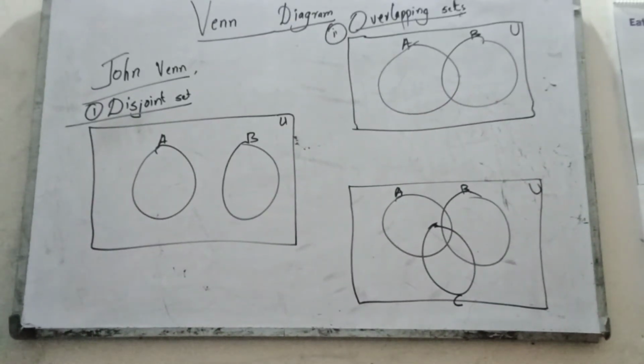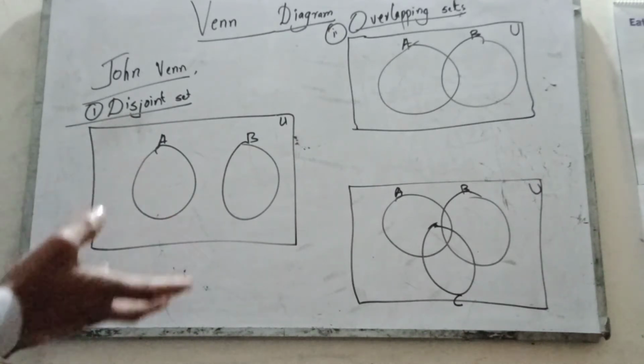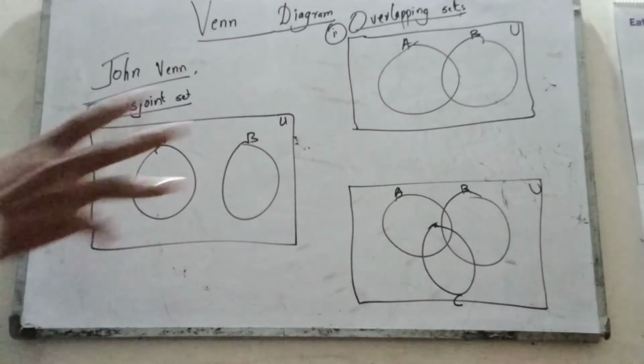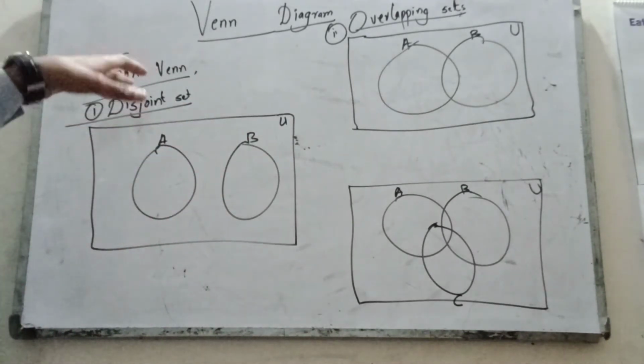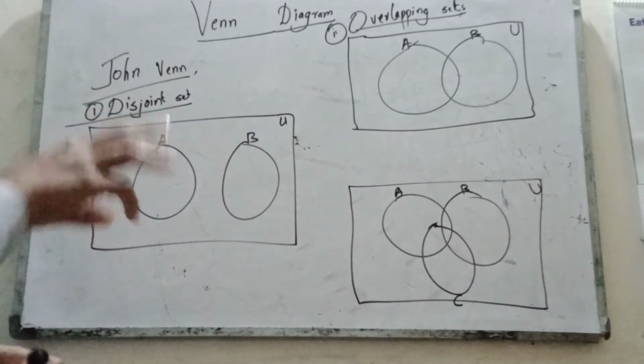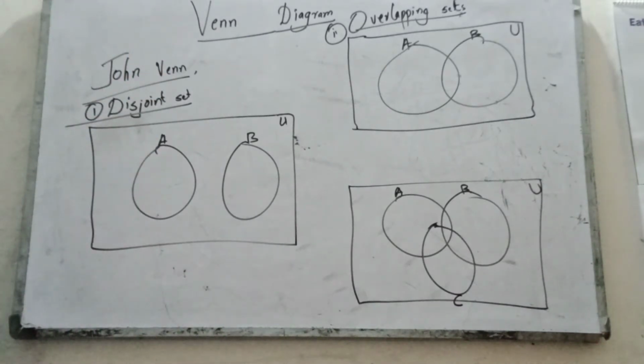So next topic is Venn diagram. Venn diagram, one English mathematician gave the concept about it, and he represented the union of two sets, the intersection of two sets, or we can say the De Morgan laws. He represents the De Morgan laws graphically. So he gave the two concepts.